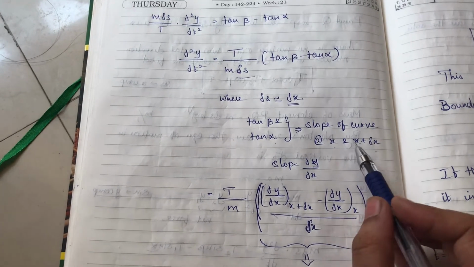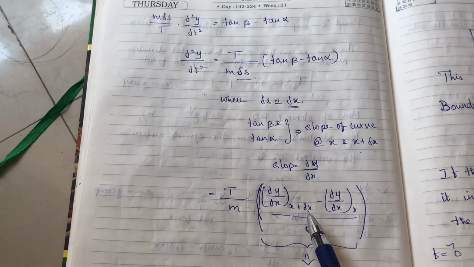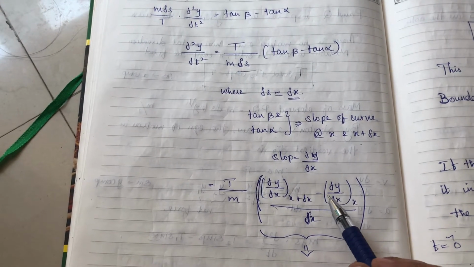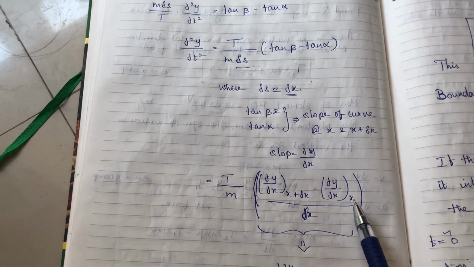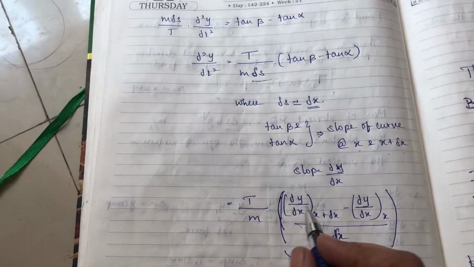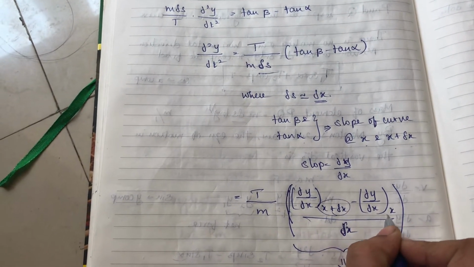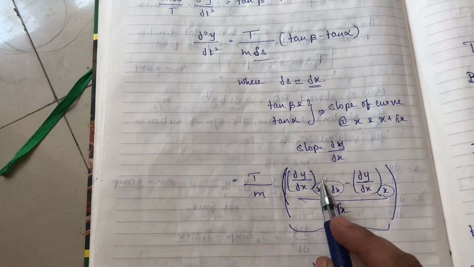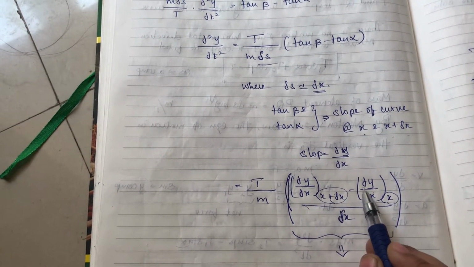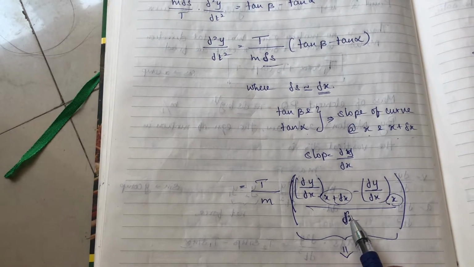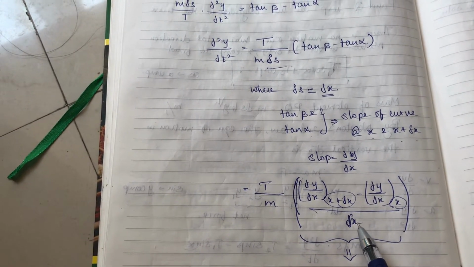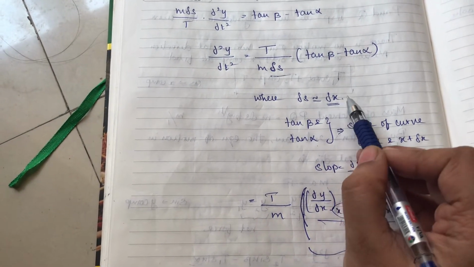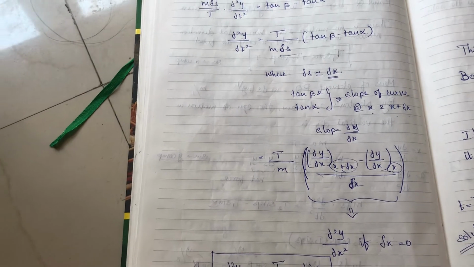Tan beta is this term with respect to x plus del x, minus this term, dou y by dou x, with respect to x. You can see here these are the points, and this is the slope. So tan beta minus tan alpha by del x. So this is nothing but del x, so del s is approximately equal to del x, right? I'm just writing it as a whole.